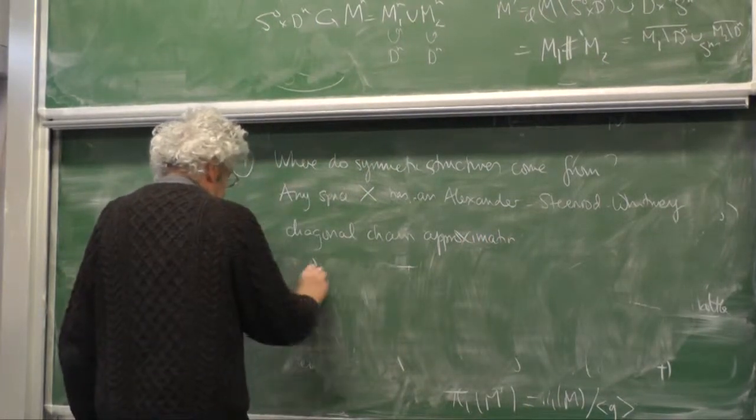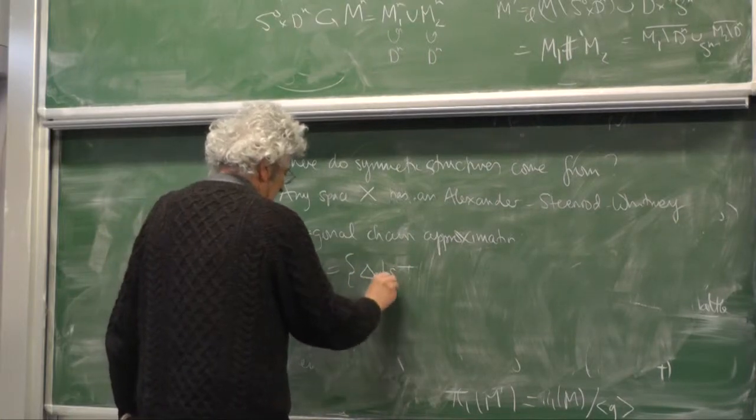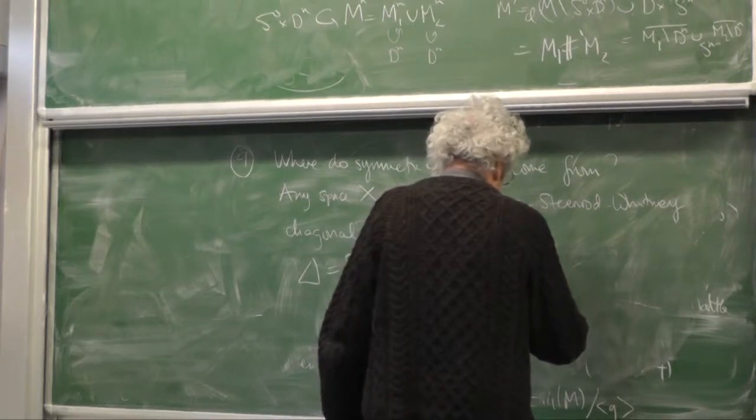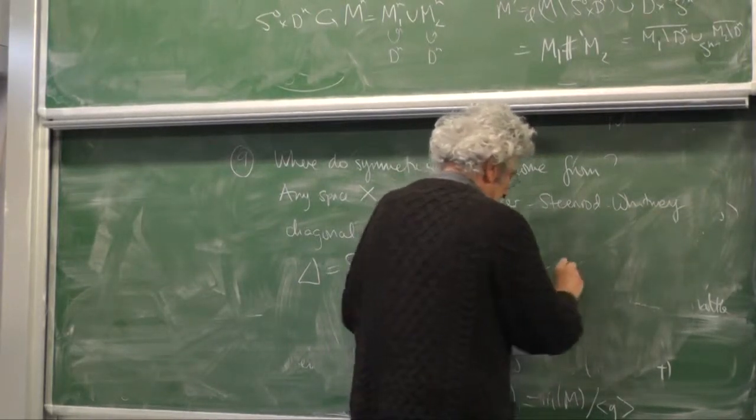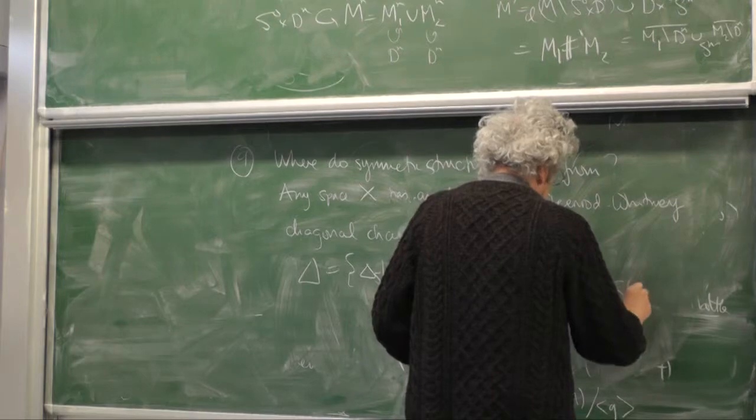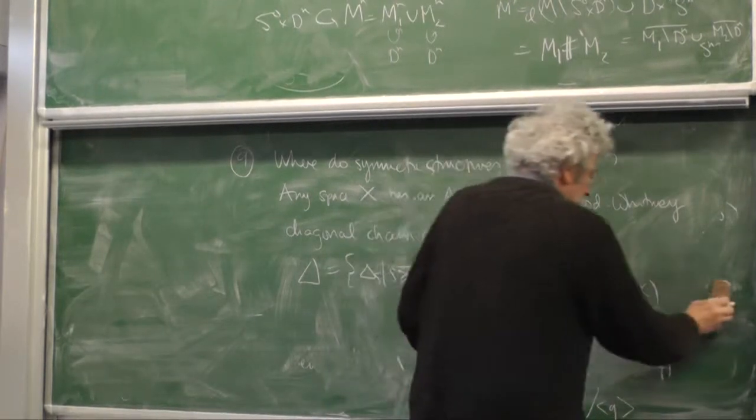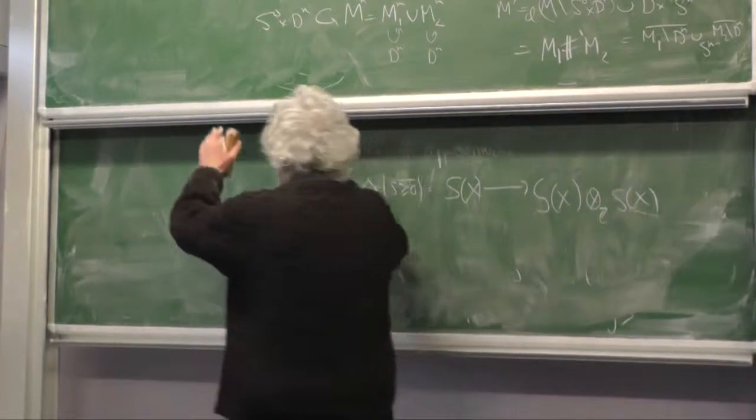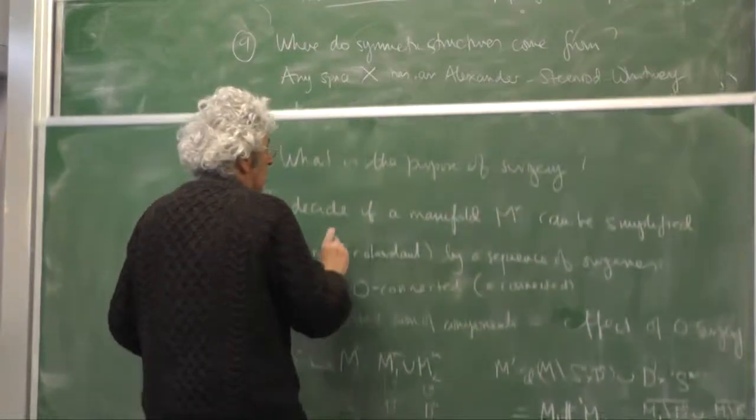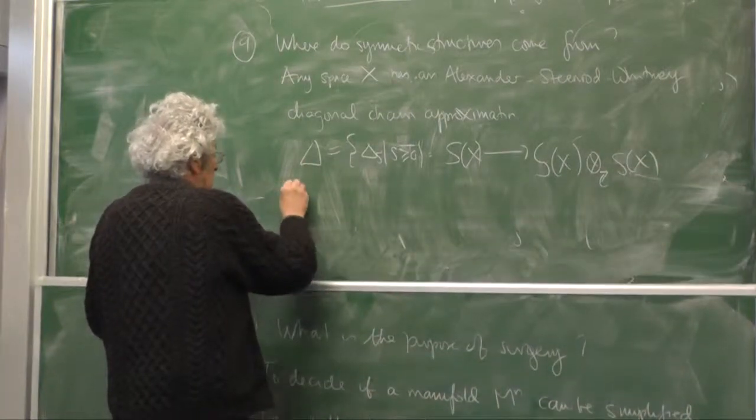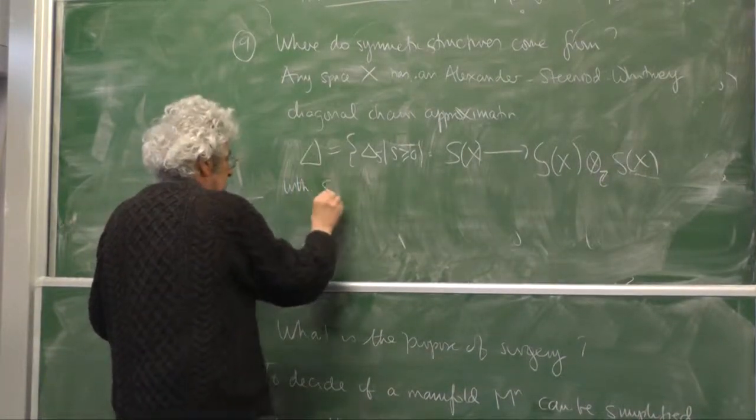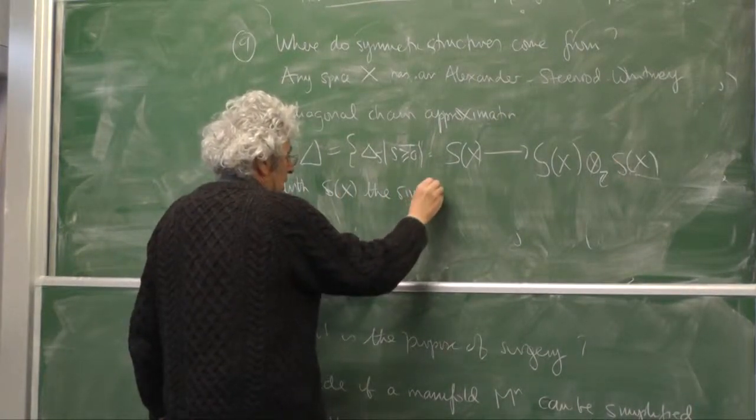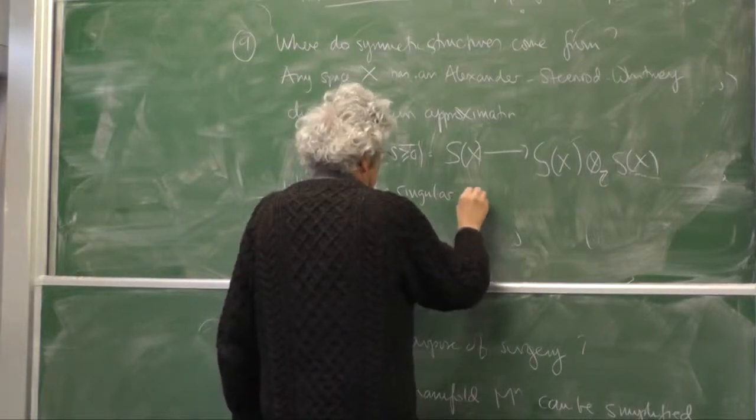And I'll write it like this: delta S, Sx to Sx. So it's not quite the same as before, in that I didn't use any, well, X, Sx, the singular chain complex. So that's, in other words, a very general thing, the singular chain complex.